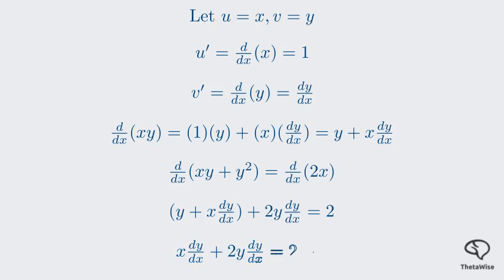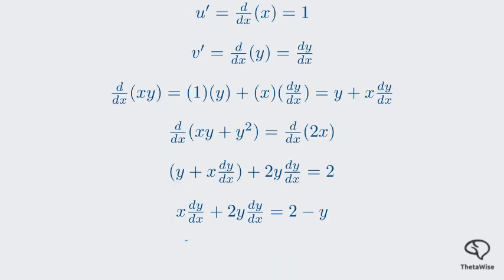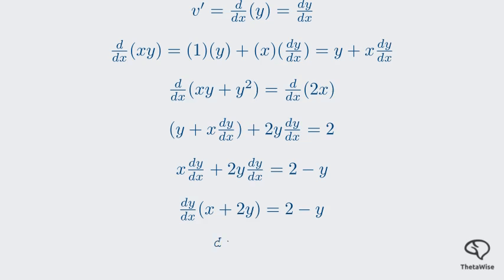Next, we gather all the terms with dy by dx on one side. We'll move the y term to the right side by subtracting it. Now we factor out dy by dx from the left side. This gives us dy by dx times the quantity x plus 2y. Finally, we solve for dy by dx by dividing both sides by x plus 2y. Our final answer is dy by dx equals the quantity 2 minus y divided by the quantity x plus 2y.